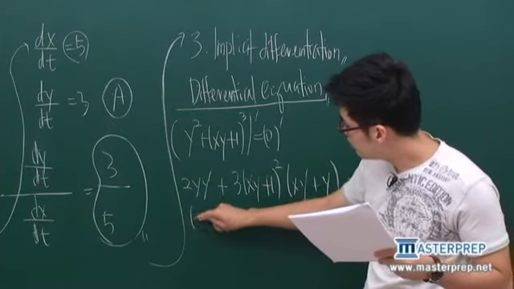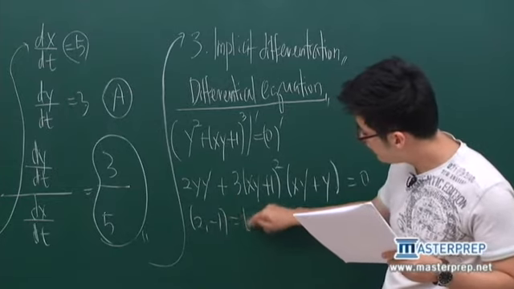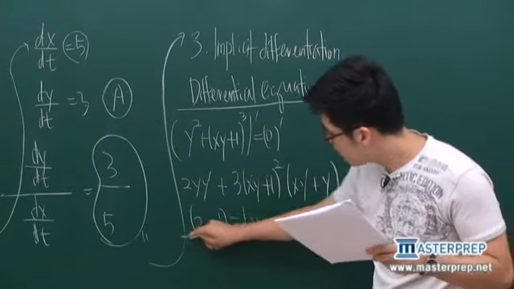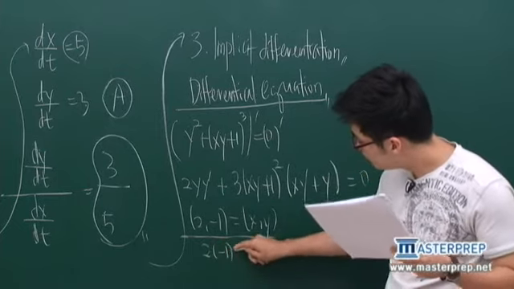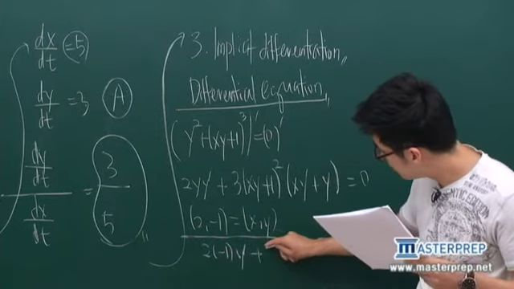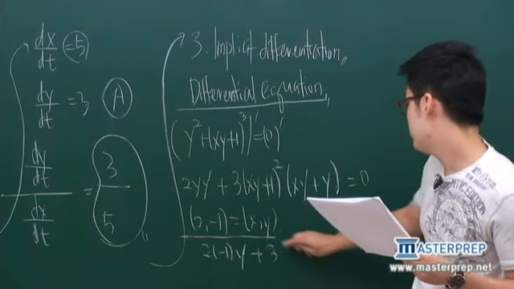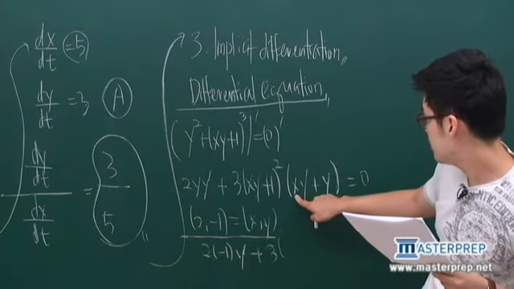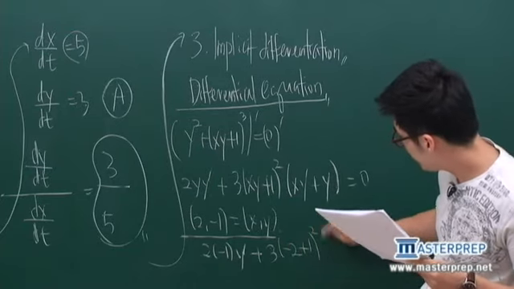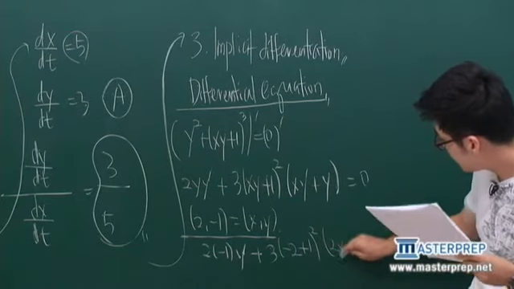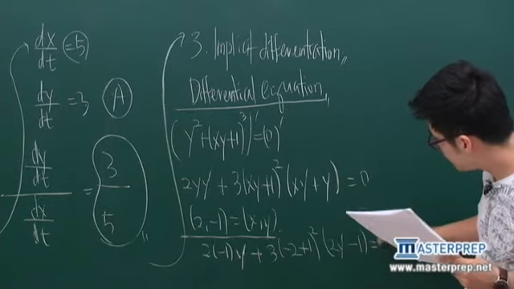Well, plug in 2 and -1 as x and y. What do we have? 2 times -1 times y prime, right? Plus 3 times, in this case, -2 first, plus 1 squared, and 2y prime minus 1 is equal to 0.